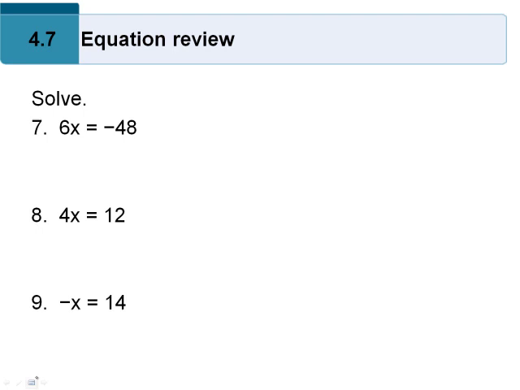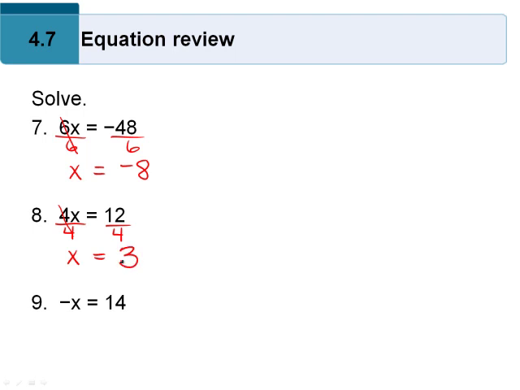Alright, number 7. Again, we still have multiplication here. 6 times x equals negative 48. So I'm going to divide by 6 on both sides. The 6's cancel, so x comes down, and negative 48 divided by 6 is negative 8. And on number 8, we have 4x equals 12. Once again, 4 times x, I need to get rid of the 4. So I'm going to divide by 4 on both sides. Just remember, always do the opposite operation. The 4's cancel, and x equals 3.